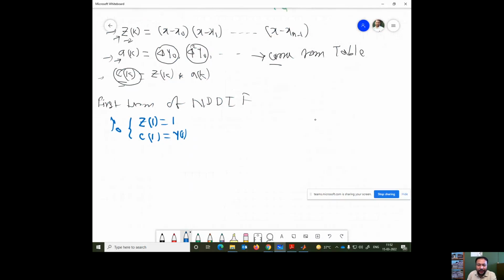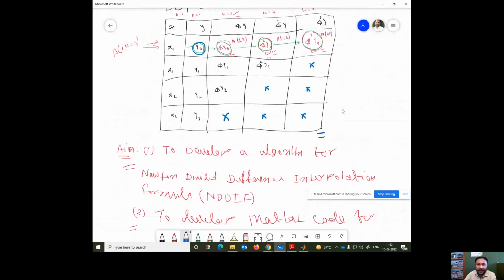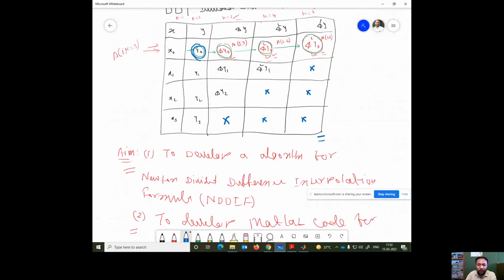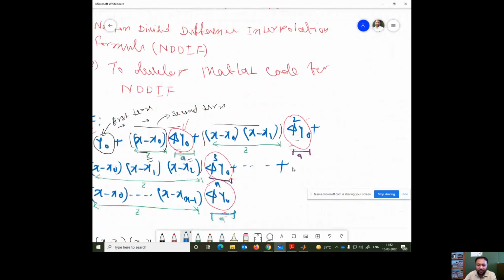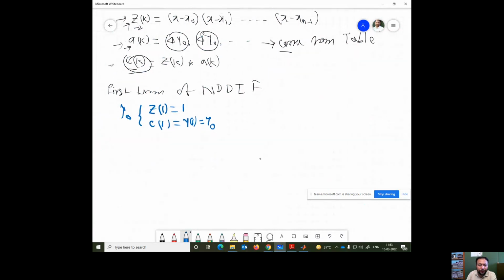It means that c1 is equal to y1. It will give the first value of y, meaning from the table I can get the value of y naught. This is the logic behind the first term.